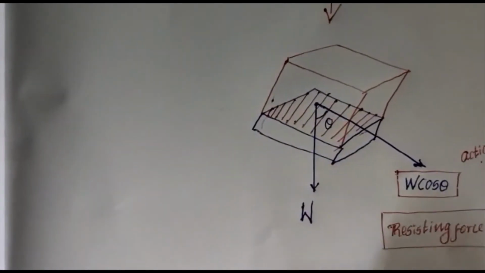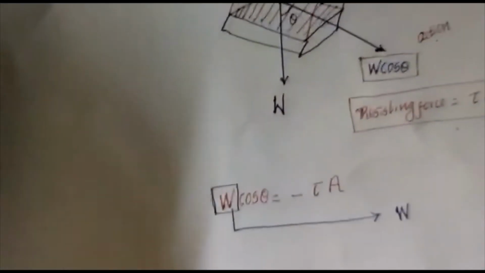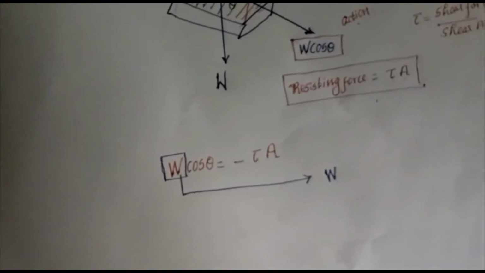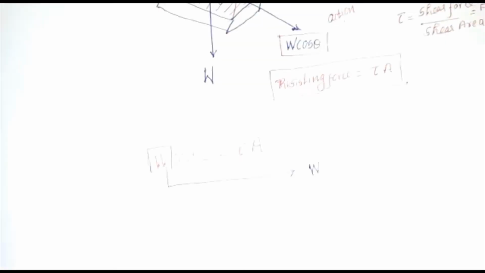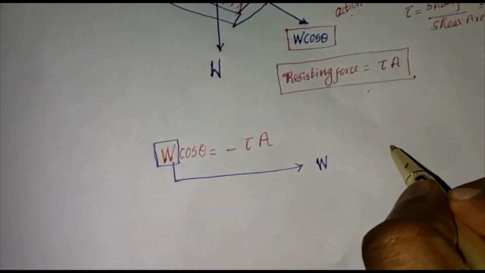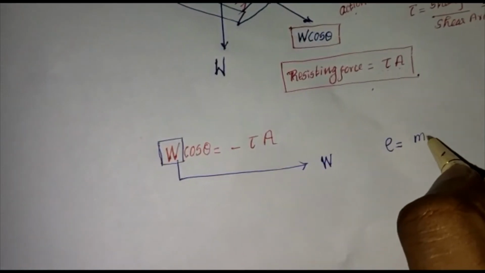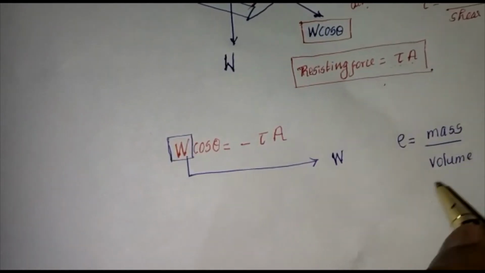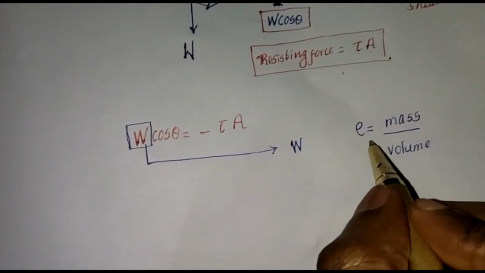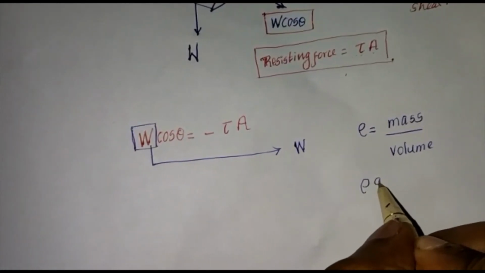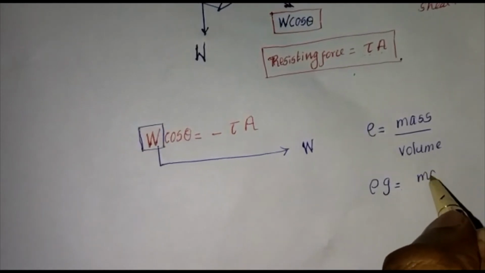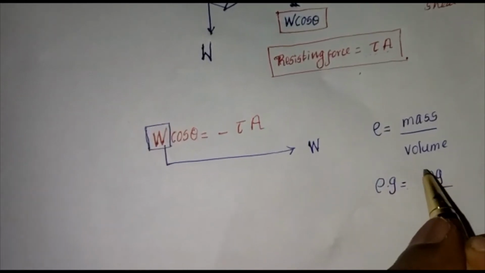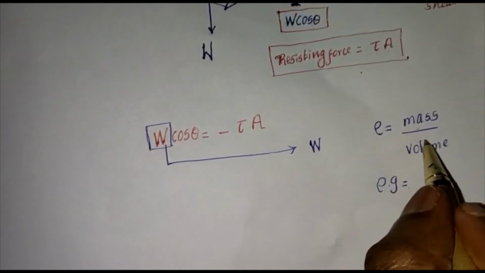And you know what is weight? Density is equal to mass by volume. So I'm going to multiply by g on either side. So it becomes rho g is equal to mass into g divided by volume. Since I'm multiplying by g on either side, I actually do no damage to this particular equation.